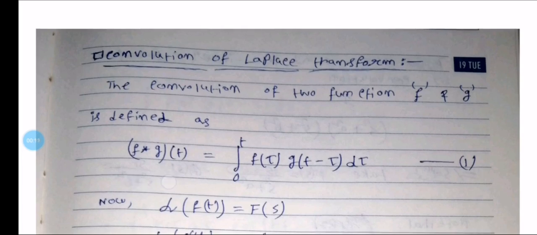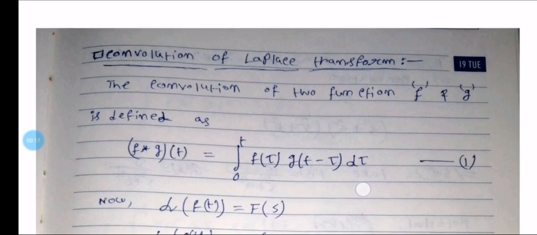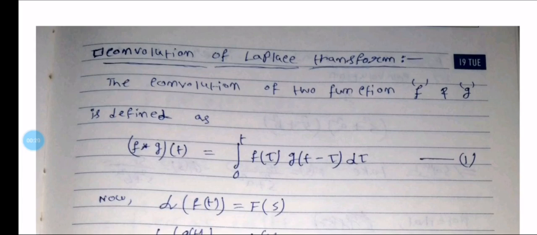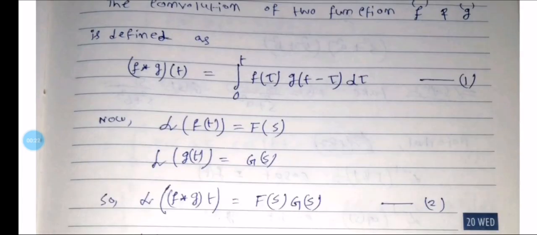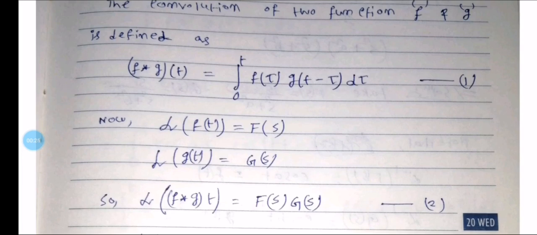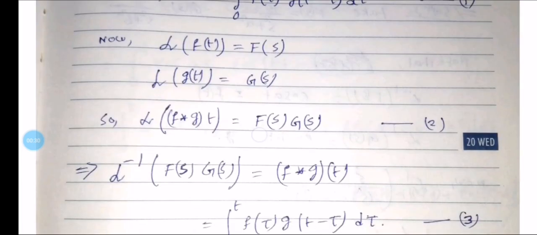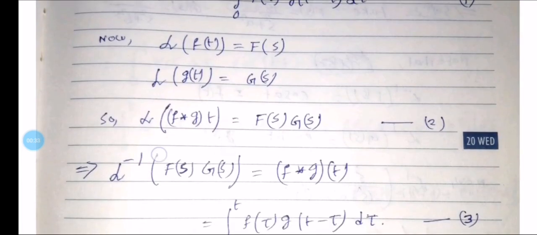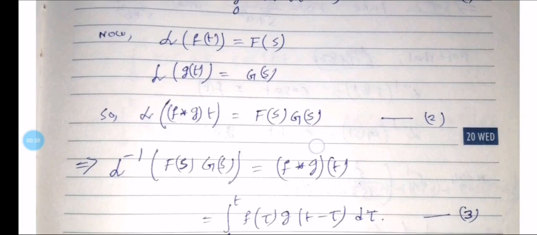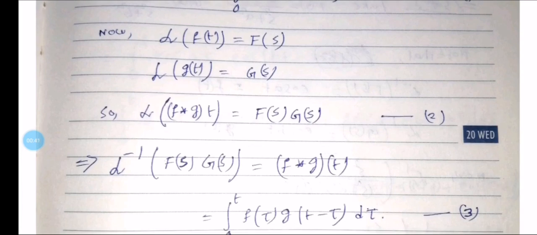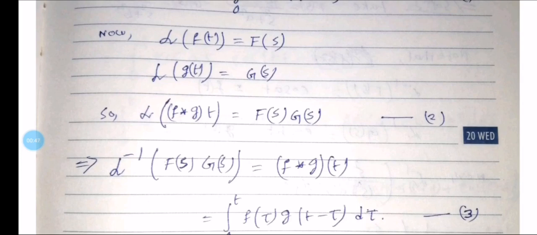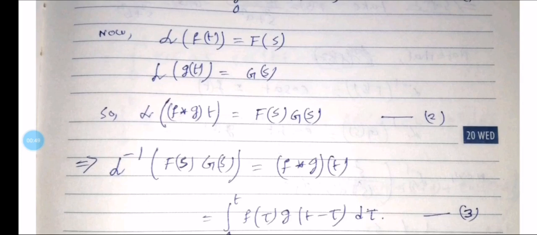Okay, so f star g of t is defined by integration from 0 to t of f of tau g of t minus tau d tau. Suppose the Laplace transformation of f(t) is equal to F(s), and the Laplace transformation of g(t) is equal to G(s). Then the Laplace transformation of f star g, that is the convolution, is equal to the multiplication of the Laplace transformations of the individual functions, that is L of (f star g)(t) equals F(s) into G(s).